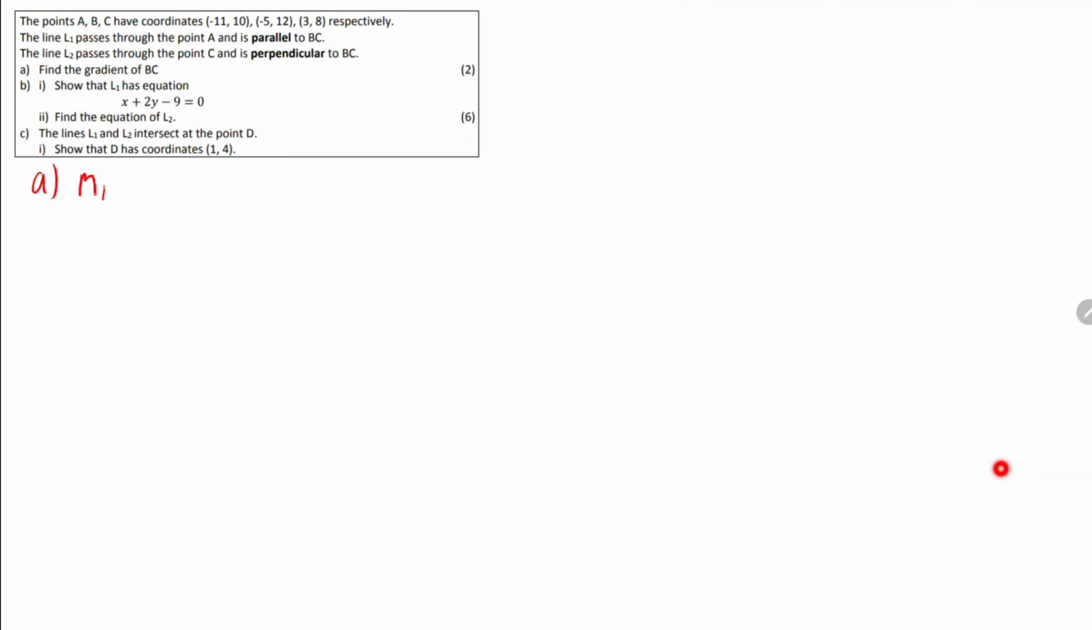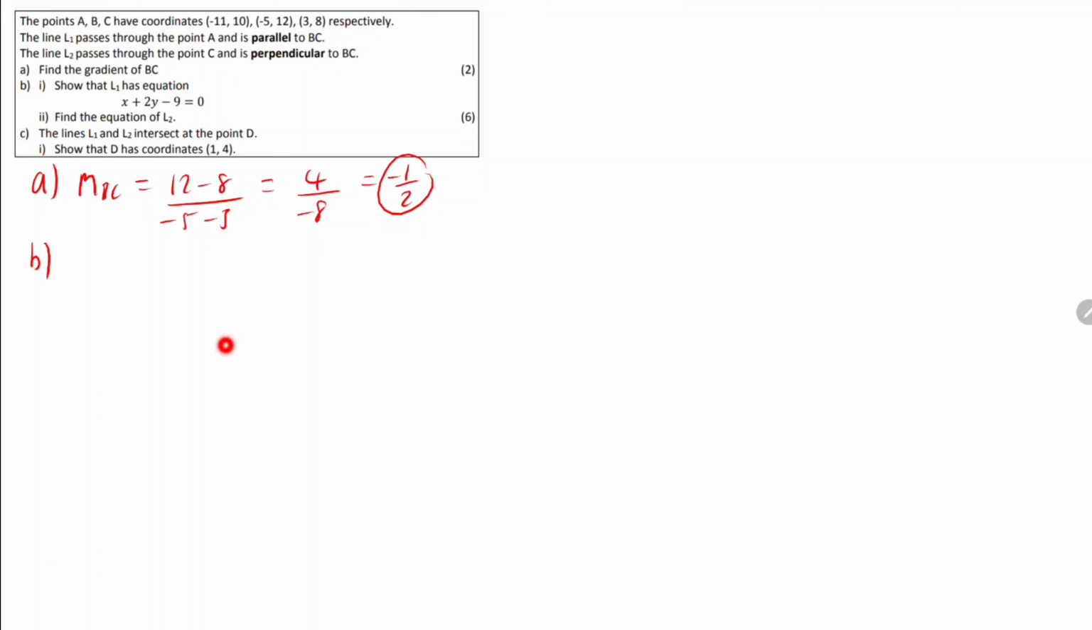So the gradient of BC will be equal to the change in y divided by change in x, and we're going to use B and C. So 12 minus 8 over minus 5 minus 3 gives you 4 over minus 8, which is minus a half.